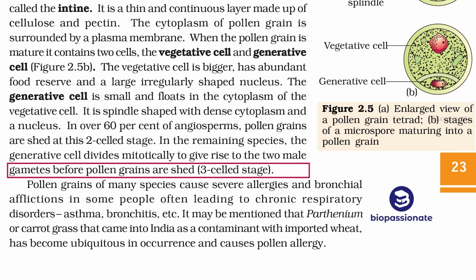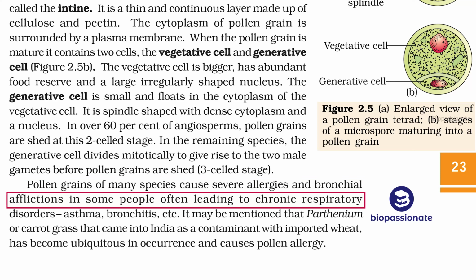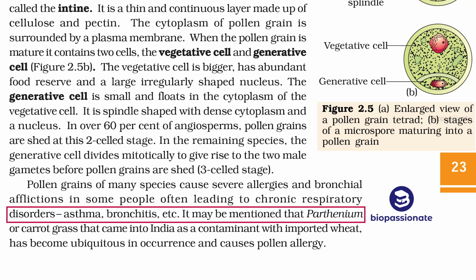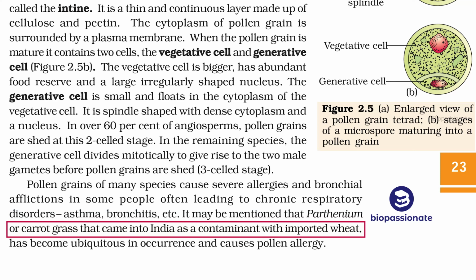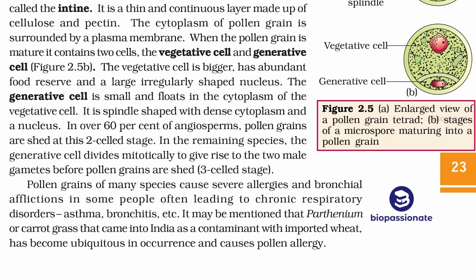Pollen grains of many species cause severe allergies and bronchial afflictions in some people, often leading to chronic respiratory disorders such as asthma, bronchitis, etc. It may be mentioned that Parthenium, or carrot grass, that came into India as a contaminant with imported wheat, has become ubiquitous in occurrence and causes pollen allergy. Figure 2.5. A, enlarged view of a pollen grain tetrad. B, stages of a microspore maturing into a pollen grain.